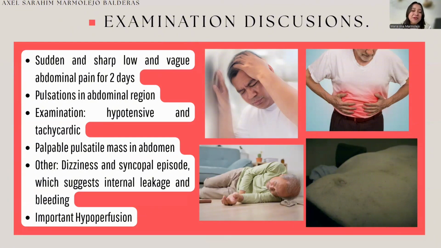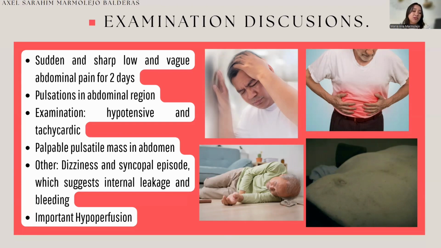Now, look at the symptom pattern. He came in with sudden, sharp abdominal pain that followed vague discomfort for 2 days straight, and he also mentioned a visible pulsating abdominal mass, which is a key red flag. Additionally, he experienced dizziness and a syncopal episode, which point to possible internal bleeding and decreased perfusion, which is a vascular emergency.